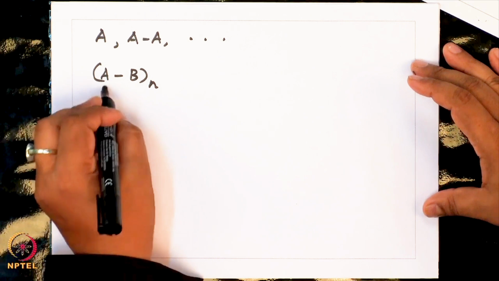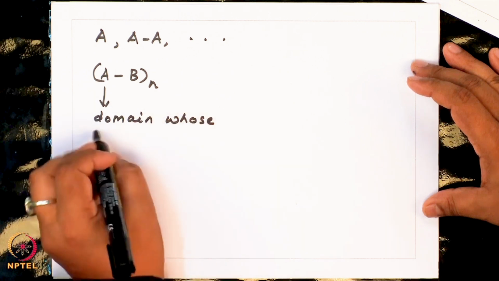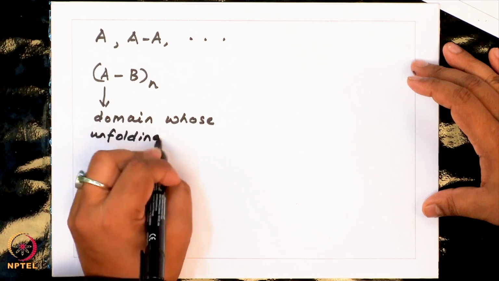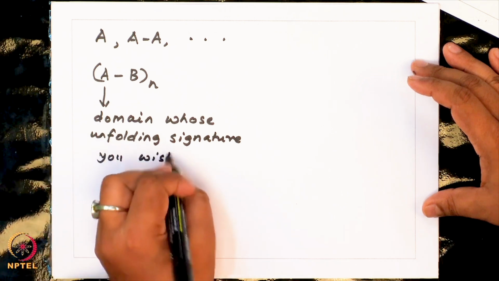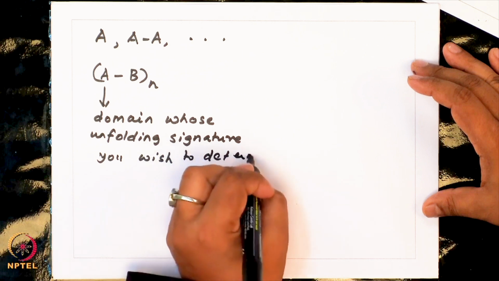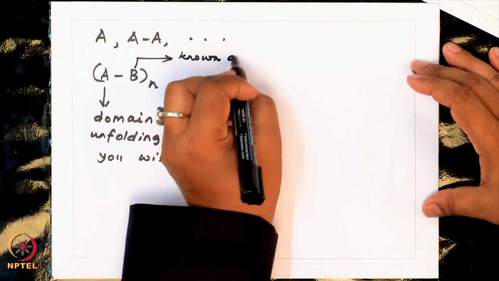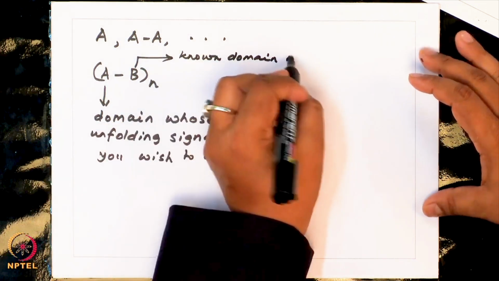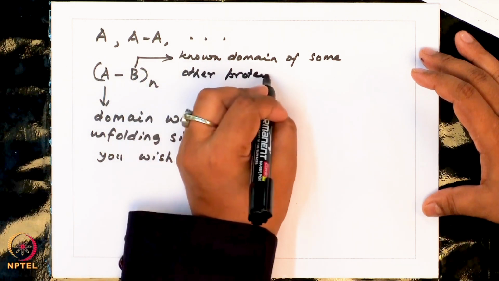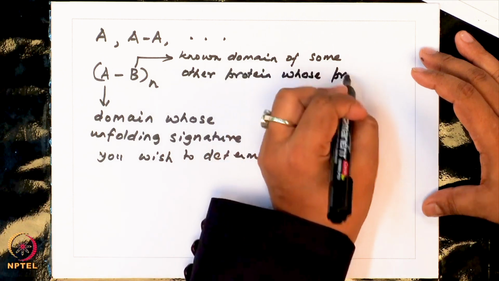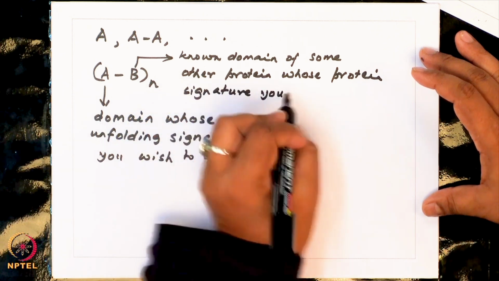Here A is the domain whose unfolding signature you wish to determine, and B is a known domain of some other protein whose protein signature you already know.